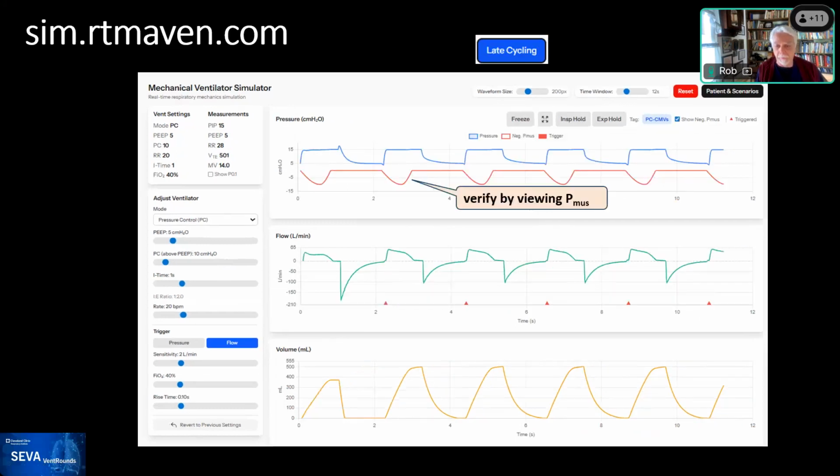And again, we verify this by turning on the PMUS waveform, and it happens just the way we said. Patient triggered, had a relatively high inspiratory effort to about the middle of the inspiratory time, which is distorting this flow and making this volume go up. Then the patient suddenly relaxed, flow goes to zero, and the ventilator doesn't turn off the inspiration until way over here. So that's late cycling. Excellent.